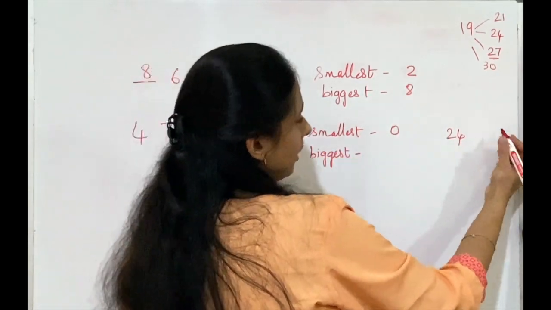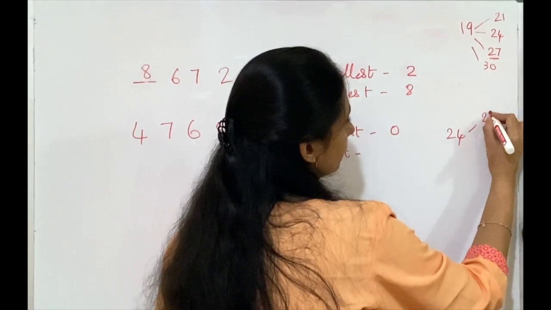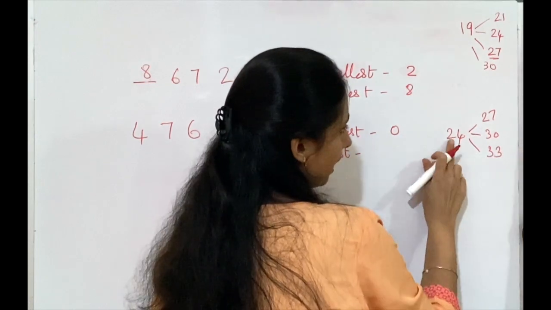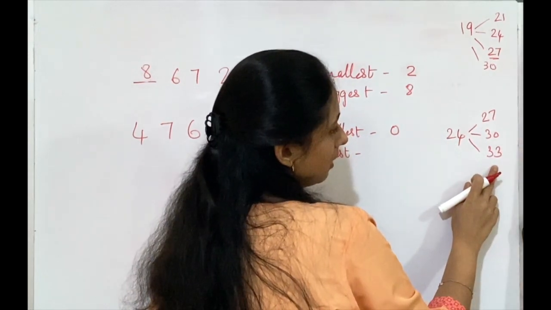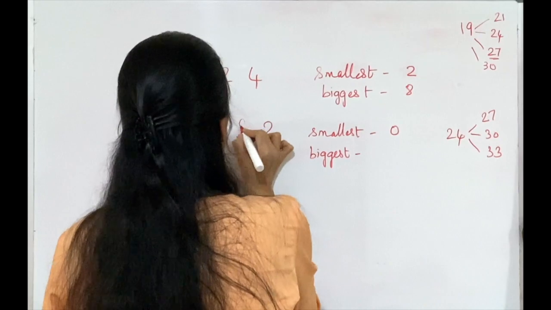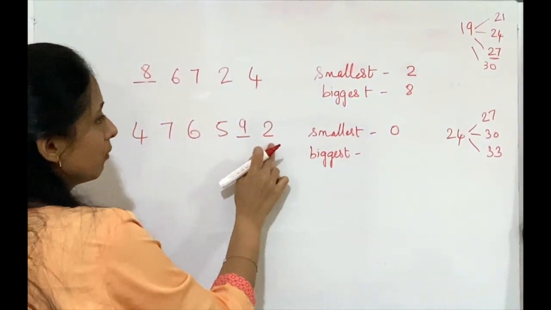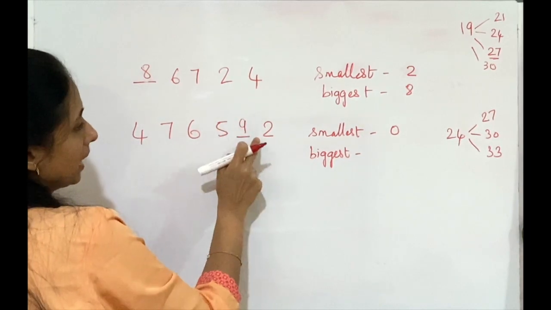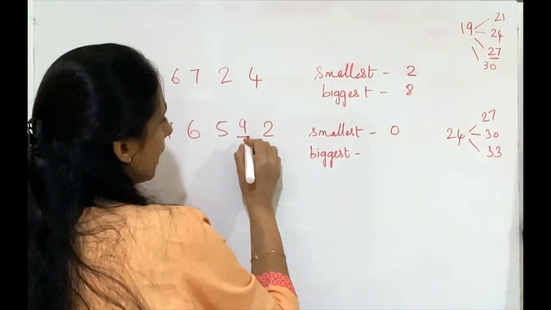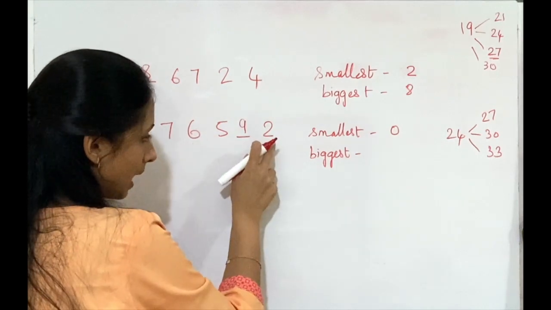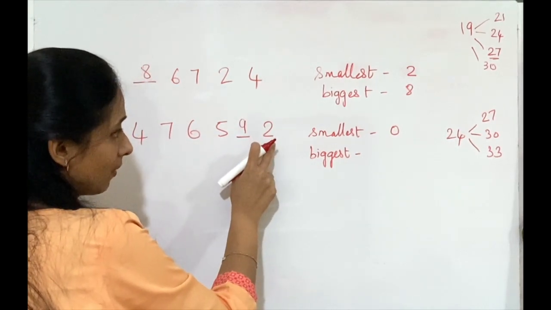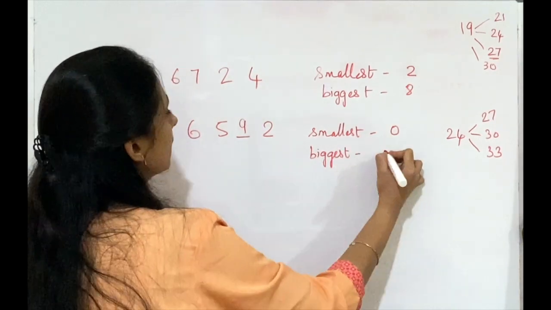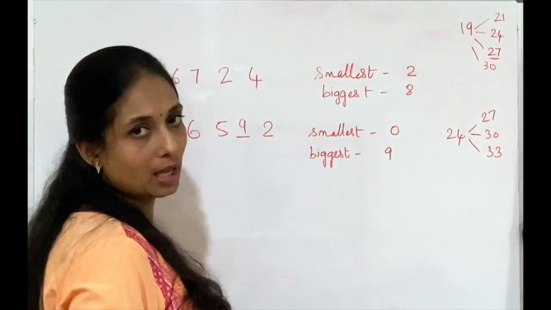What are the next multiples of 3? 27, 30, 33, right? So 33 minus 24 is 9, right? So if I add 9 here, the sum will become, this other sum is 24. 24 plus 9 is 33. So I can add 9 here. If I add the digits of this number, I will get 33, which is divisible by 3. So I can say the biggest number that I can add is 9. Okay.